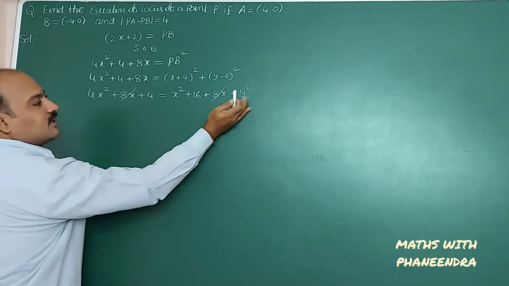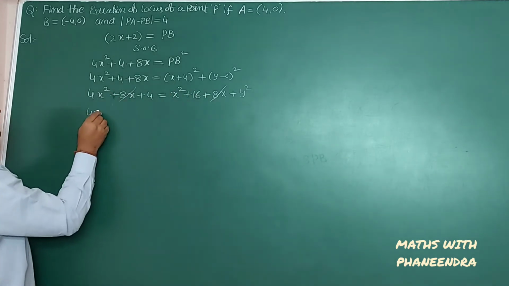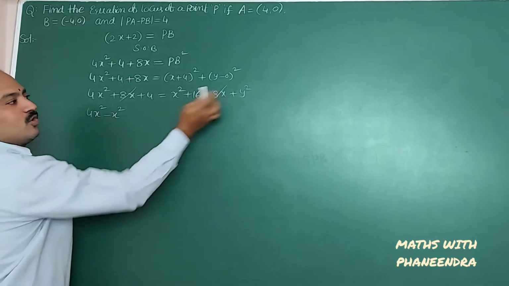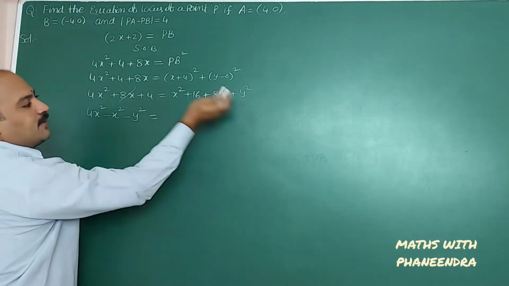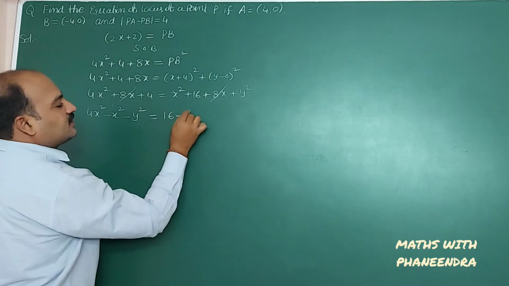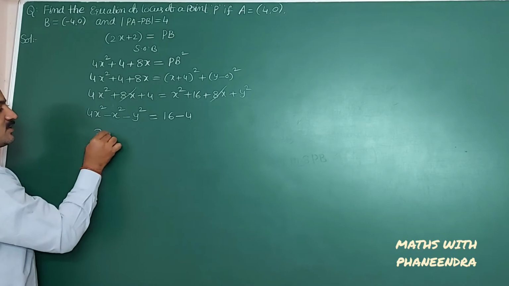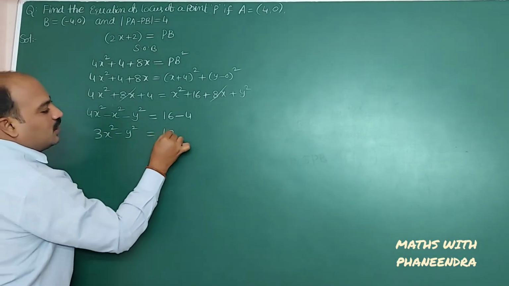The rest of the terms, x square and y square, 16 you can keep here only. 4x square, x square I am taking this side, minus x square, y square also we can take this side, minus y square is equal to 4. I am taking it to this side, 16 already there this side, minus 4. So 4x square minus x square is 3x square, minus y square is equal to 12.